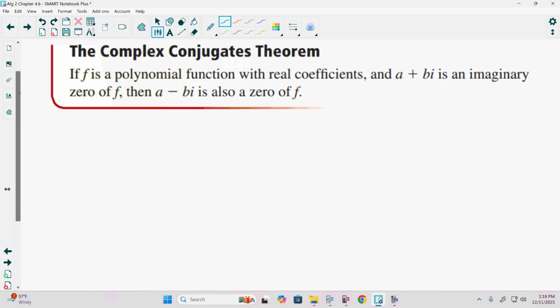We have 2 theorems left before we're finished with this chapter. And the first one here is our complex conjugate theorem. Complex conjugate theorem states if a plus bi is a solution, then a minus bi is a solution. If we have one, we have to have the other. They always come in pairs.